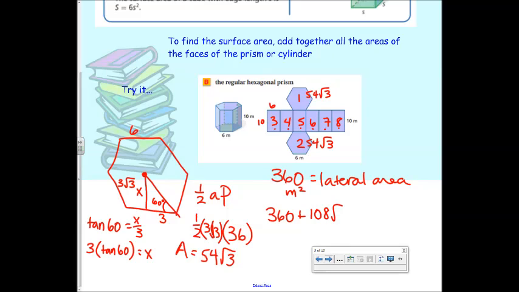Where did I get that? 54. 54 times 2 is 108. So 54 plus 54 is 108 root 3. All right? We don't have to combine those, but you can if you want to on a calculator and make it a decimal. I don't really care. I think it's just as easy to see this way. Whatever way is easier for you.